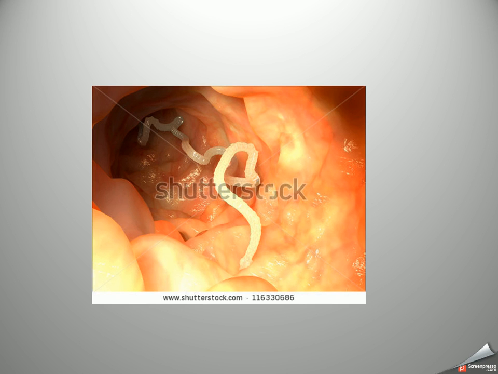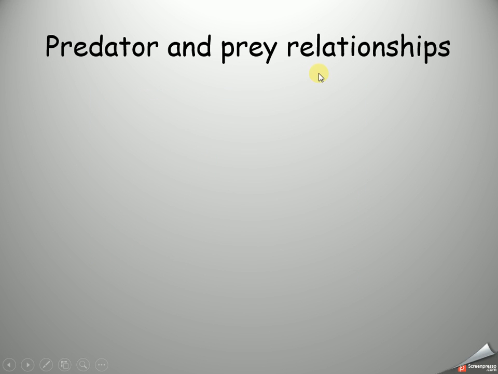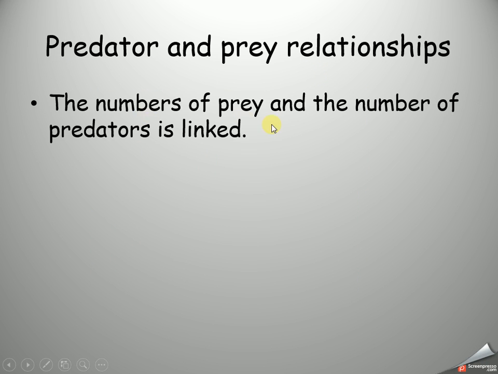Okay, and this is an example of a tapeworm inside the intestines of a human, and this tapeworm is just taking the food from the host, but it isn't giving anything back. Okay, it's basically a parasite. Okay, predator and prey relationships. So the number of predators and the number of prey are linked.